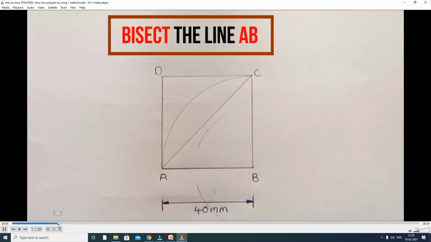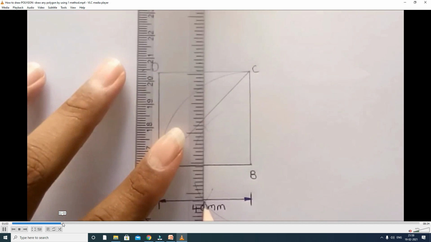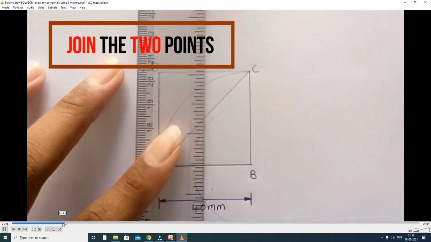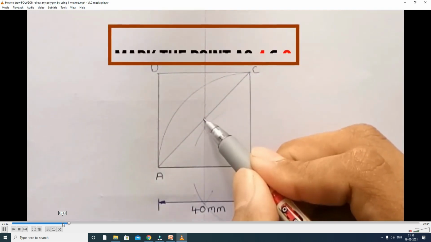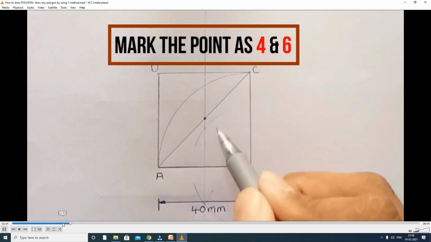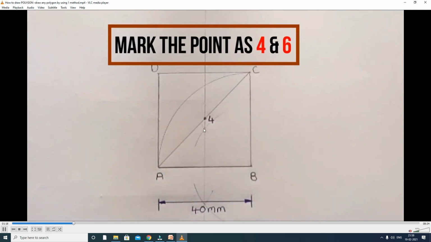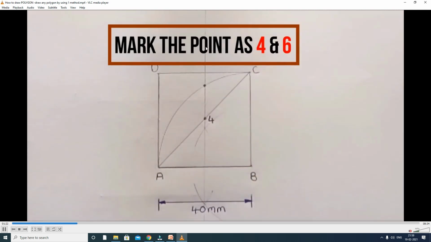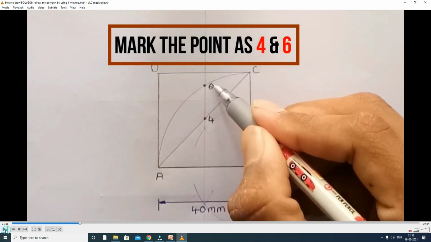Then here A is the center. We take more than half of the distance A to B. With A as the center, we draw one arc at the top and bottom. And B is the center. We intersect those arcs. Now we join the arc intersection points with one vertical line. Here you observe the one vertical line.